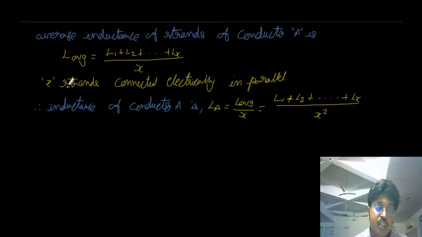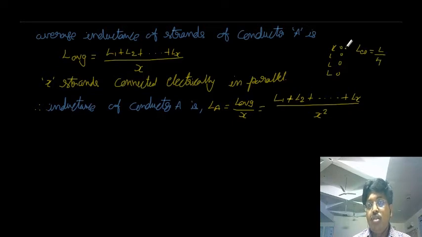For example, I am using this formula as follows. Suppose n conductors are connected in parallel, for example 4 conductors, and each conductor has the same inductance L, L, L, L. What is the resultant? Since 4 inductors of equal value are connected in parallel, the equivalent value is L by 4. Here I assume each and every conductor of these x strands has inductance L average, and the total number of conductors is x. That's why I am using L average by x. This is the inductance of conductor A.